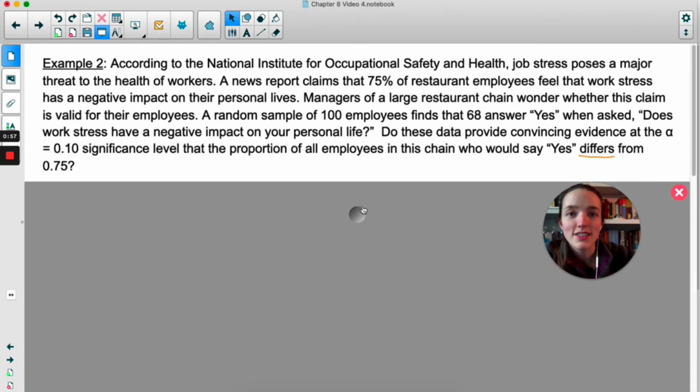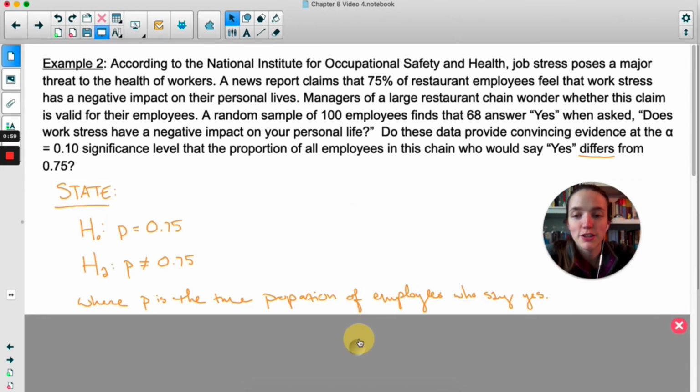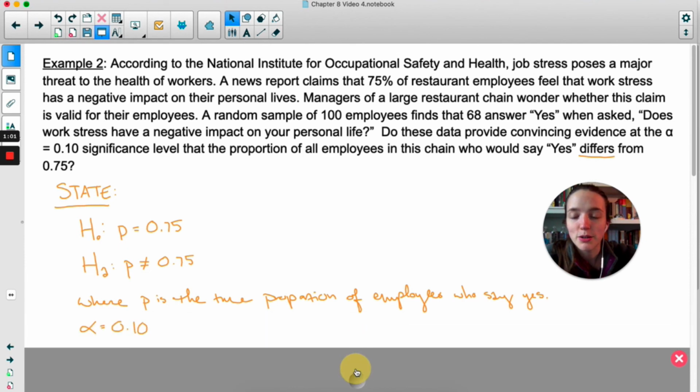I just want to point this out as a reminder that it is possible for your alternate to be not equal to. So if you were to do this problem, which I would highly recommend to do just for some extra practice, p is the true proportion of employees who say yes. Your null is that p equals 0.75, and your alternate is that p does not equal 0.75. So just a refresher, it is okay to have not equal to as your alternate.